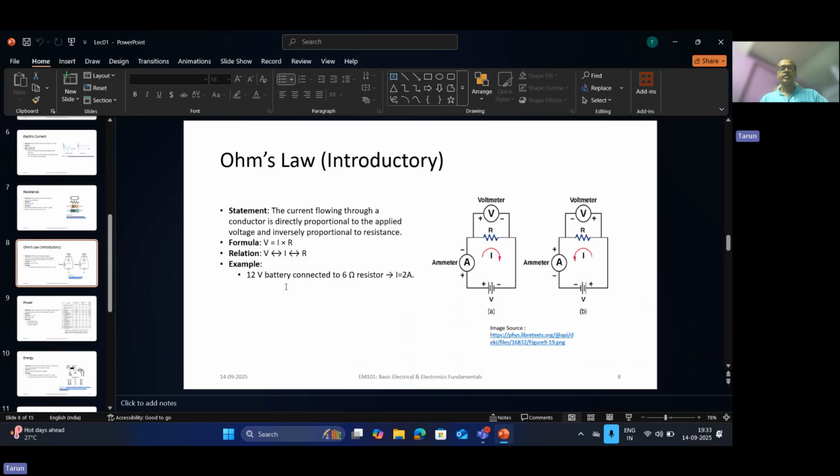For example, if a 12-volt battery is connected to a 6 ohm resistor, what will be its current? Current I equal to V by R equal to 12 by 6 equal to 2 ampere. In this way, we can find out any one parameter if we know the other two parameters' values.